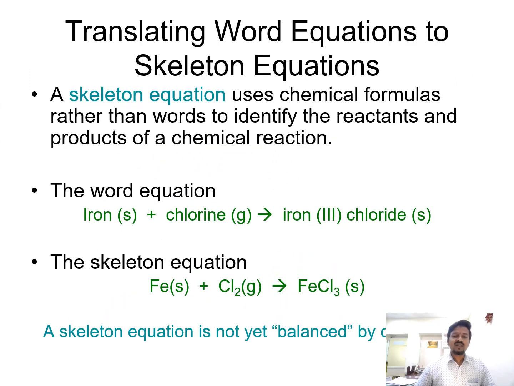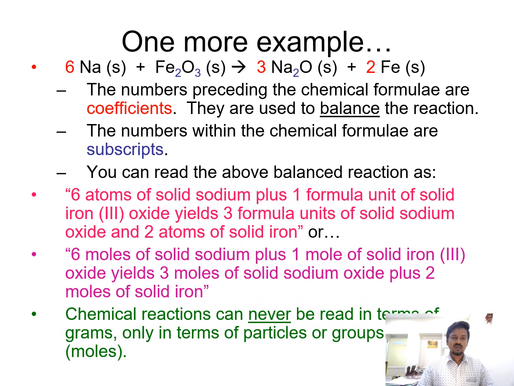Translating a word equation into a skeleton equation. A skeleton equation uses chemical formulas rather than words to identify the reactants and products of a chemical reaction. The word equation indicates iron solid plus chlorine gas gives iron(III) chloride solid. But in a skeleton equation, we give only the molecular formulas. For example, iron in the form of solid and chlorine in the form of gas give iron chloride. A skeleton equation is not yet a balanced chemical equation. One or more examples of skeleton equations are given in the slide.